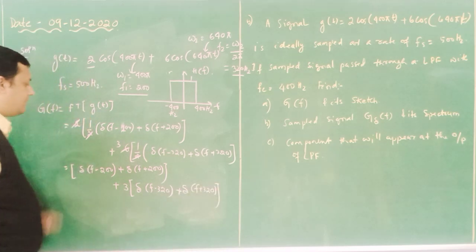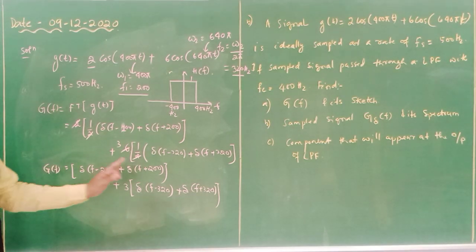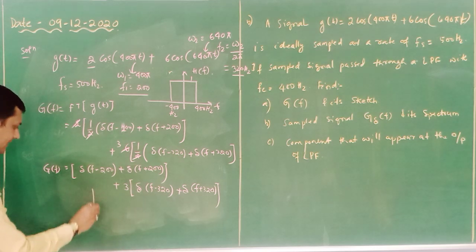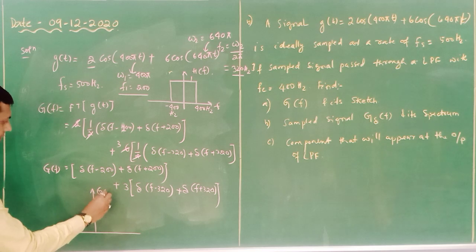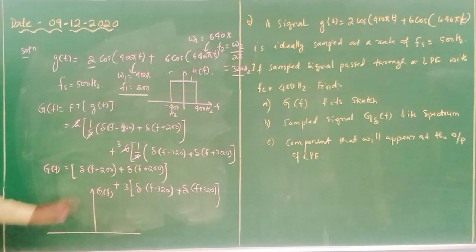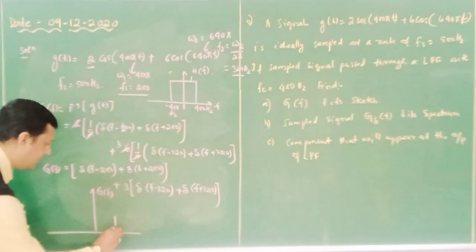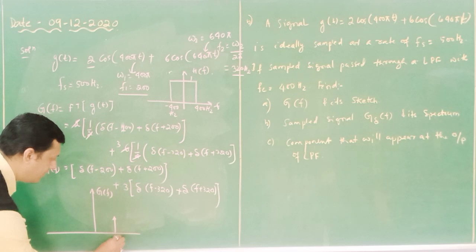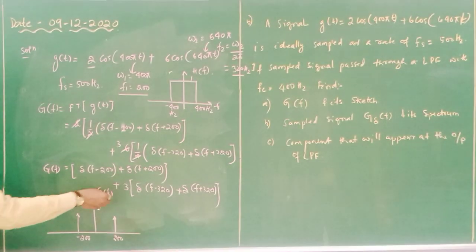So this is the frequency component. It is determined with respect to g of f. Now we need to represent it in the frequency spectrum. So that is g of f. So where is the center frequency? 200 and minus 200. So first I need to represent, this is 200 and this is minus 200. Okay. And what is the amplitude?